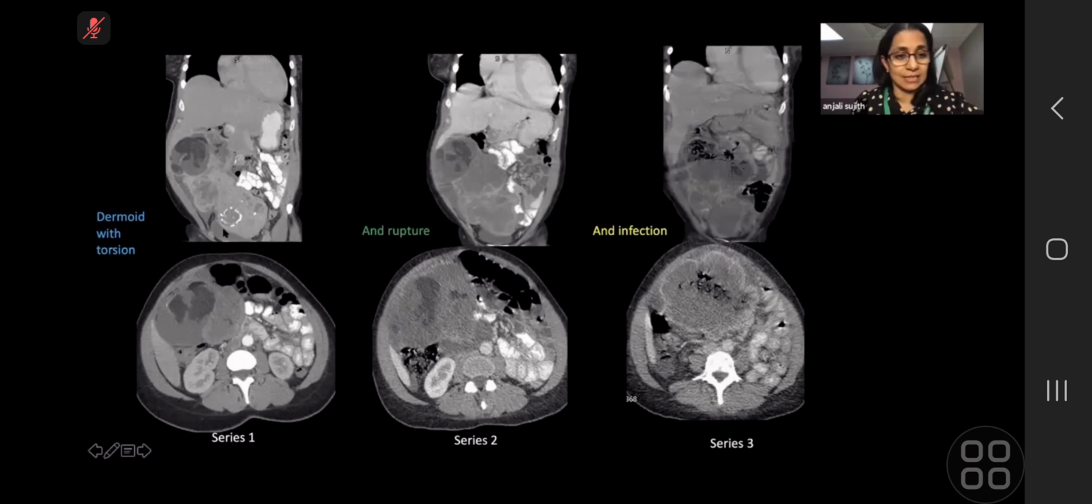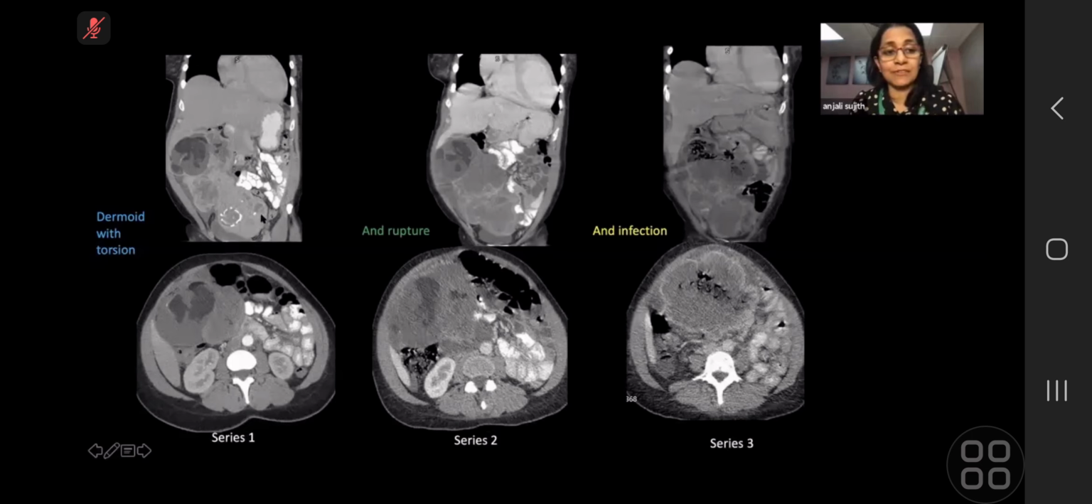This patient deteriorated in the next few hours, and the follow-up CT scan showed that the solid component of the entire mass had now become necrotic, the lesion had enlarged, and there was more free fluid. If you look at the series 2 axial image, you can see fat density outside the main tumor within the ascitic fluid. So this is in keeping with a rupture of dermoid cyst. And soon she developed superadded infection, as seen by peripheral enhancement and presence of air. So this lady had all the complications that can happen to a dermoid.